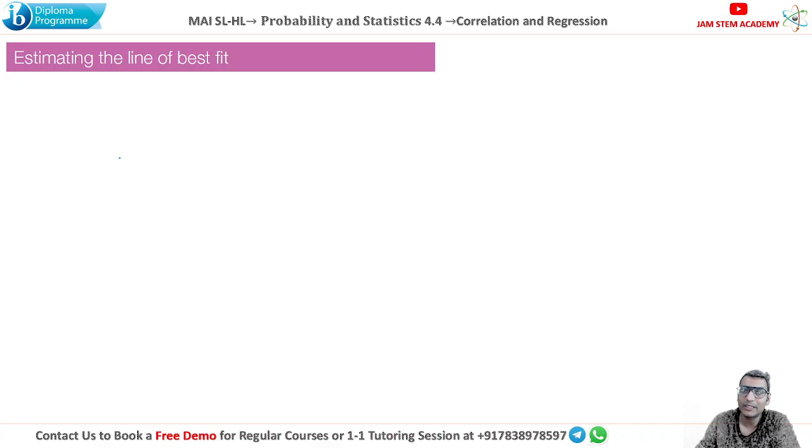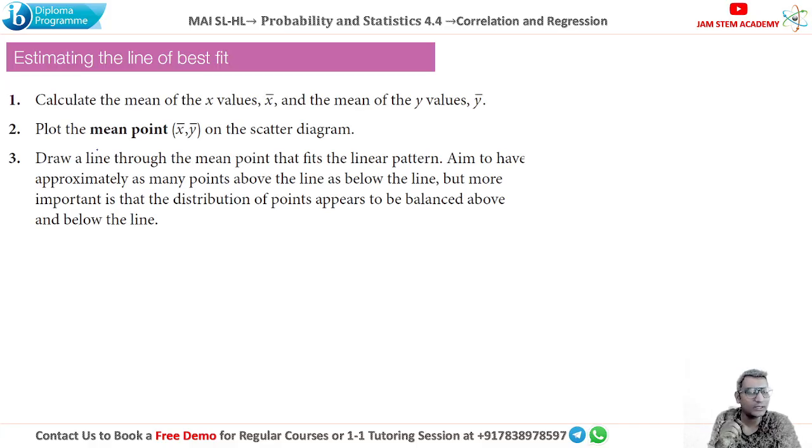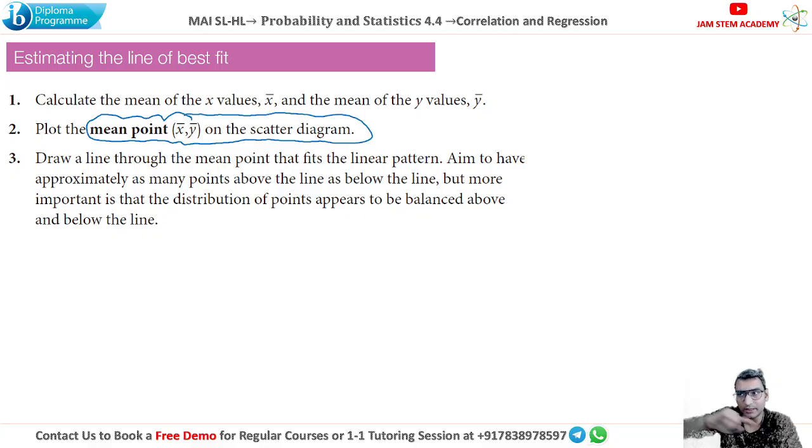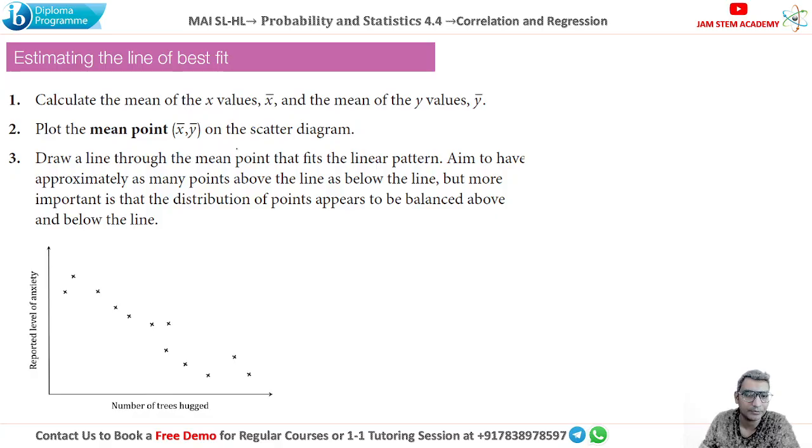If the scatter diagram is given to you, first you need to find the mean values of x as well as y. Once you get that mean point, x bar, y bar, draw a line passing through that point x bar, y bar, and try to cover the same number of points above or below that line. So balancing, for example here.